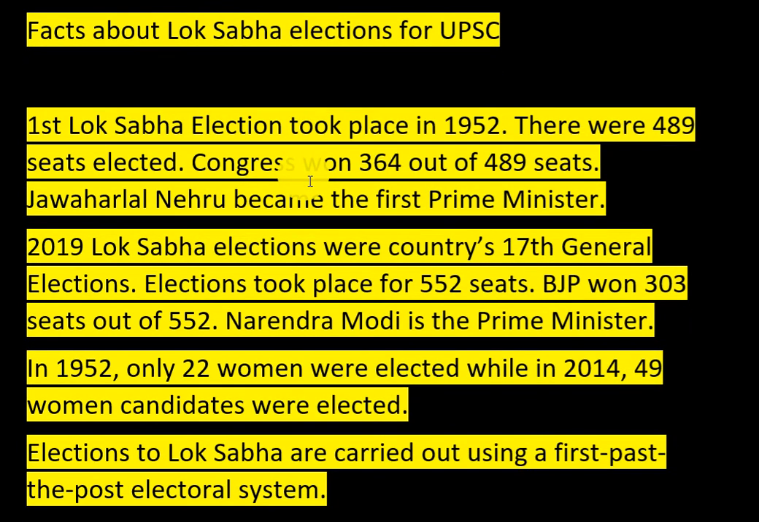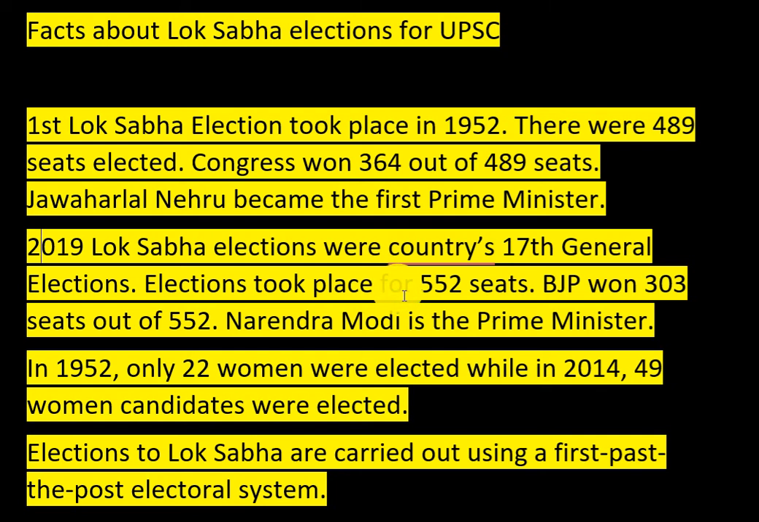Facts about Lok Sabha elections for UPSC: the first Lok Sabha election took place in 1952. There were 489 seats. Congress won 364 out of 489 seats. Jawaharlal Nehru became the first prime minister, and the 2019 Lok Sabha elections were the country's 17th general elections.